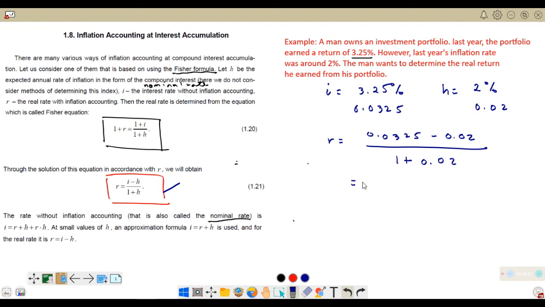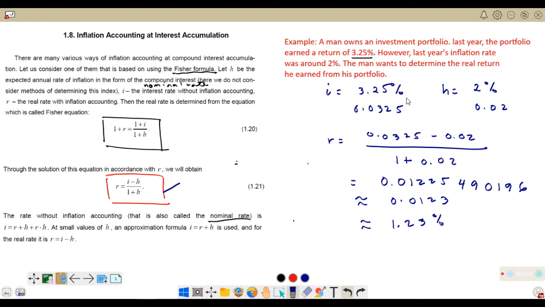(0.0325) minus 0.02 over 1 plus 0.02. Okay. So, the real interest rate is 0.012254901996 or approximately 0.0123. And this is just 1.23%. Di ba ang laki ng difference?